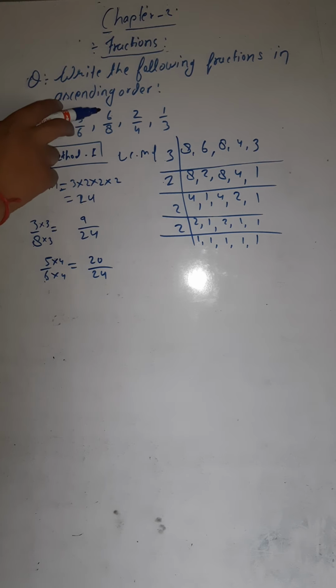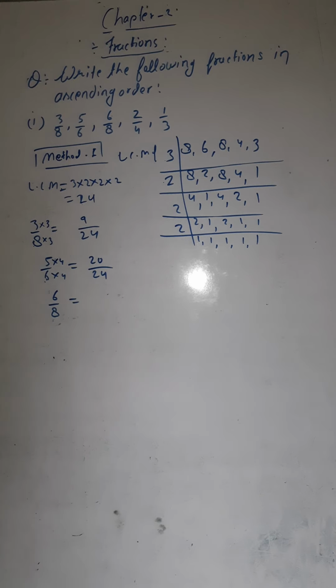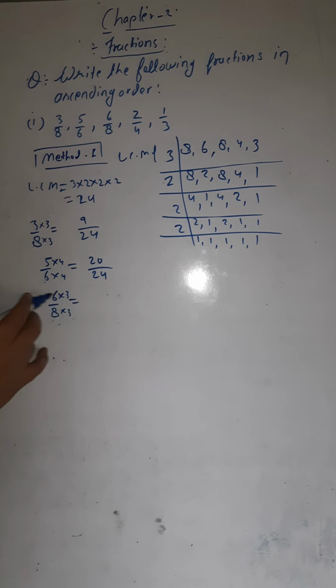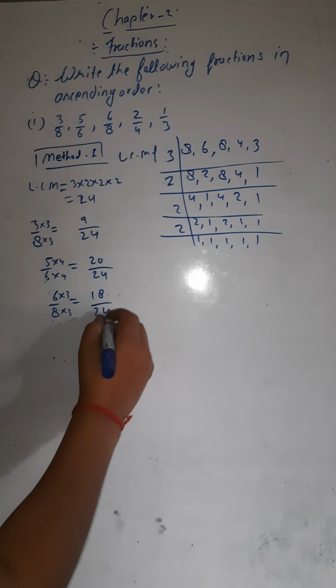Now the third fraction, that is 6 by 8. Again you divide the LCM by the denominator. What is the denominator here? 8. How many times going? 8 threes are 24. So multiply it by 3, upside and downside. How much coming? 6 threes are 18, 8 threes are 24.